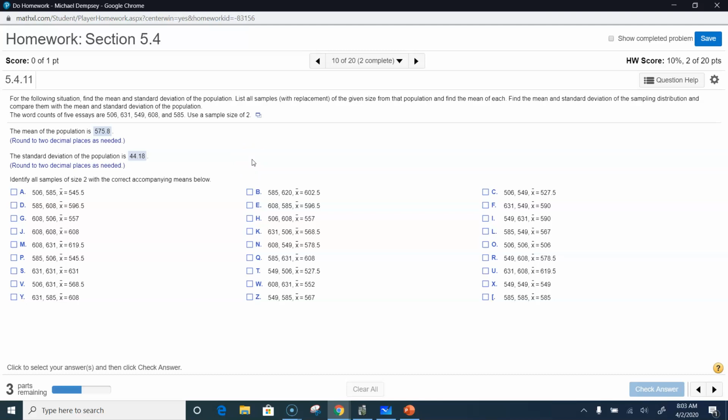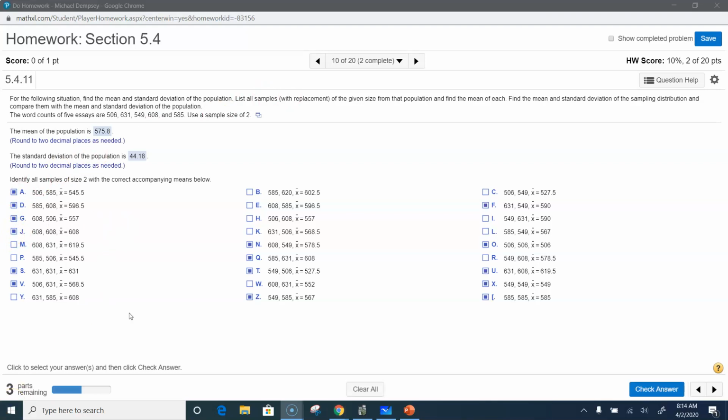So now here we want to look at all samples of size 2 with their accompanying means. So this is going to take a little while, but they're saying use a sample size of 2. So I have 1, 2, 3, 4, 5 numbers to choose from, and sample sizes of 2. So we want all samples with replacement. Okay, so with replacement means that I could get the same number twice. So these guys here, where I have the same number twice, would be possible.